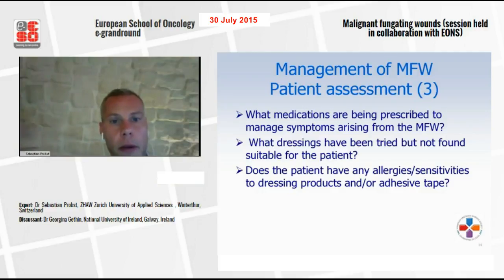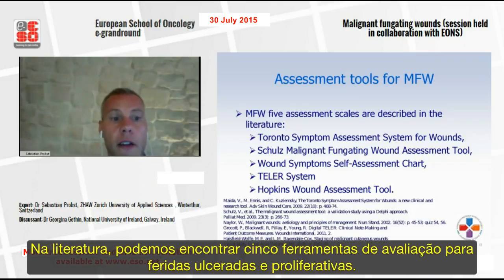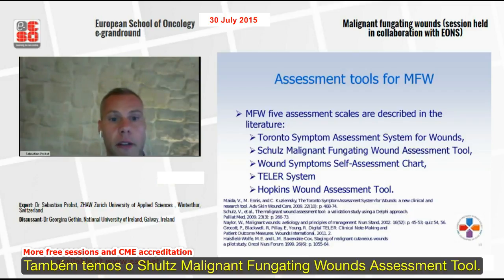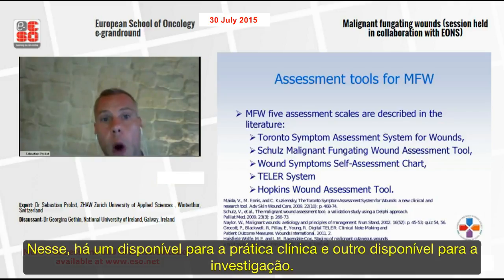When we were thinking about all these questions, we have to look for a tool that suits our patient. When we go to the literature, we can find 5 different assessment tools for fungating wounds. We have the Toronto Symptom Assessment System for wounds. Then we have the Schultz Malignant Fungating Wound Assessment Tool. There you have one for clinical practice, and there is one available for research.